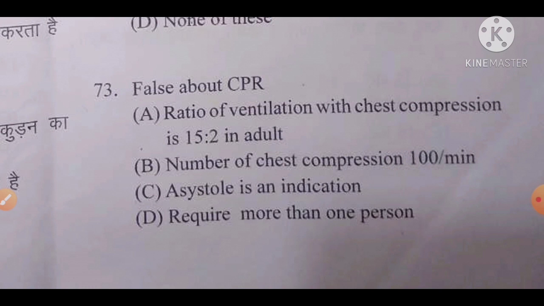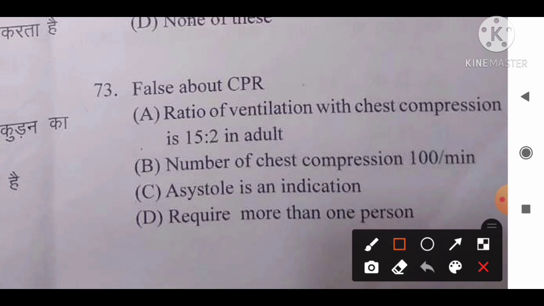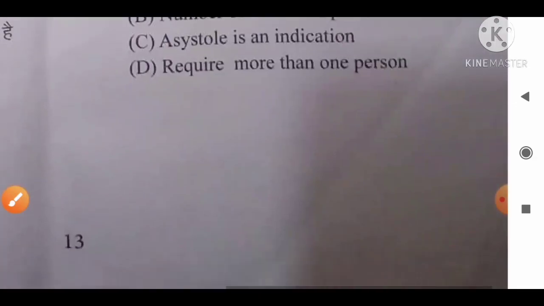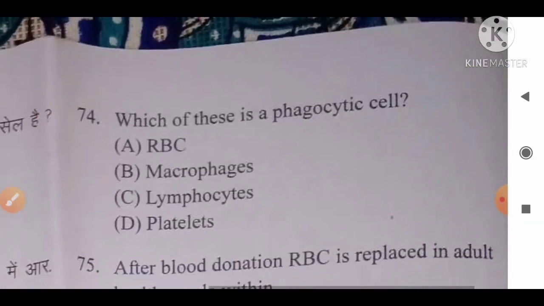It is also correct. So the wrong statement regarding the CPR is ratio of ventilation with chest compression is 15:2 in adult. So option A will be the correct answer for this question. It should be ratio of ventilation with chest compression is 2:15 in adult, that will be the correct statement for the CPR. So option A will be the correct answer for this question. Move to the next question, number 74.